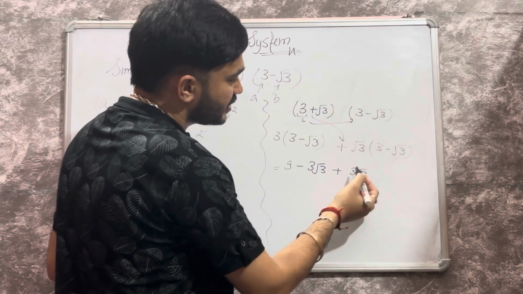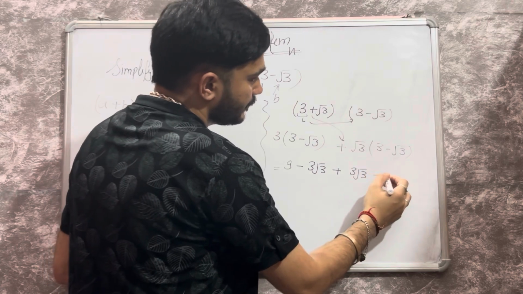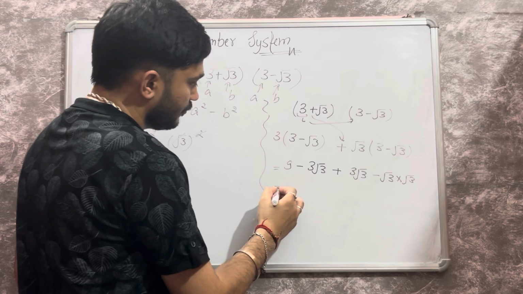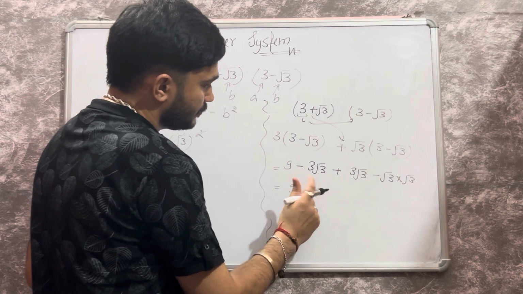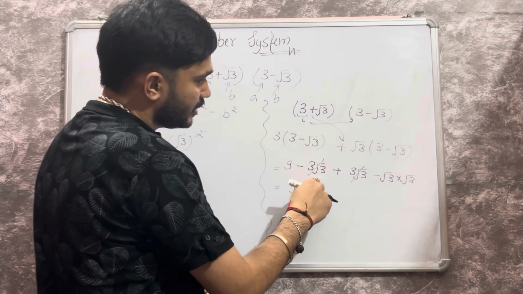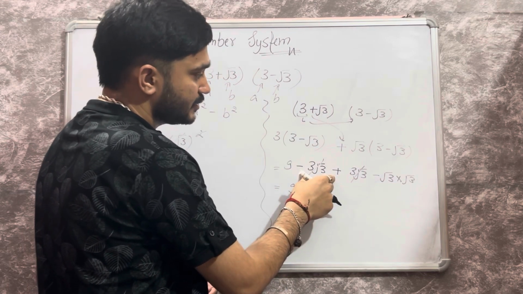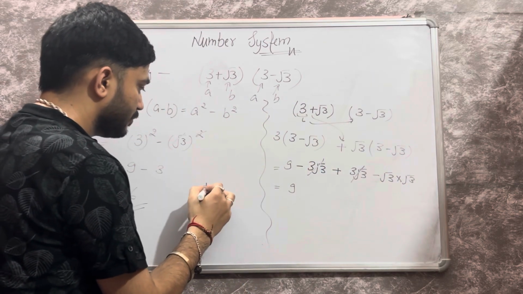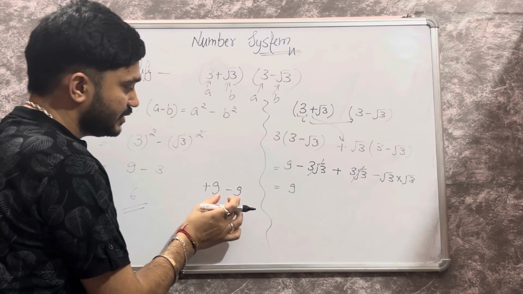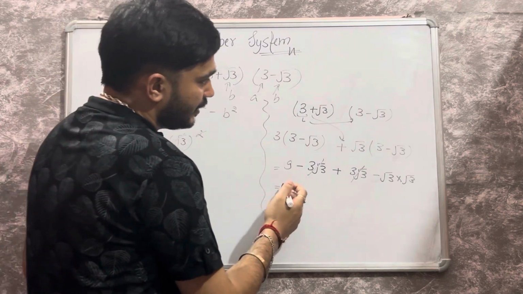Always write the rational number first and then write the irrational number. And under root 3 multiplied by under root 3, we are going to have 9. You can just chop off these minus 3 under root 3 plus 3 under root 3 because they are the same terms with opposite signs. Just like plus 9 minus 9, you will get 0, because both are the same terms with opposite signs.